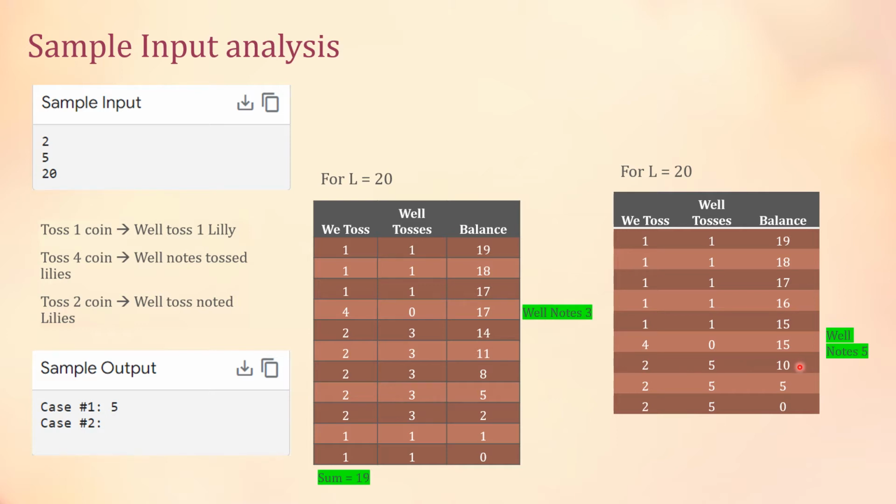To get all these 15 remaining, 15 minus 5 is equal to 10, then 5, then 0. Okay, so here we tossed only 15 coins to get all the lilies. That's why the answer here is 50.